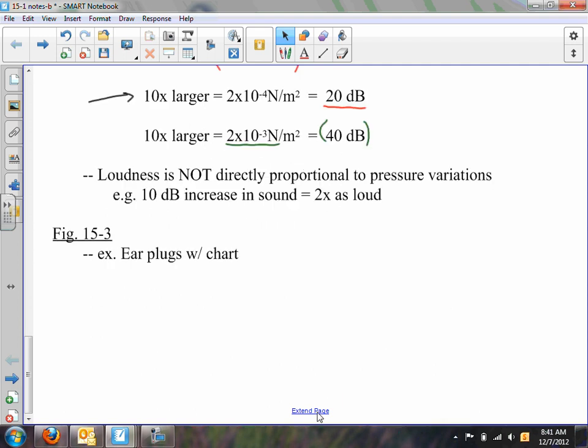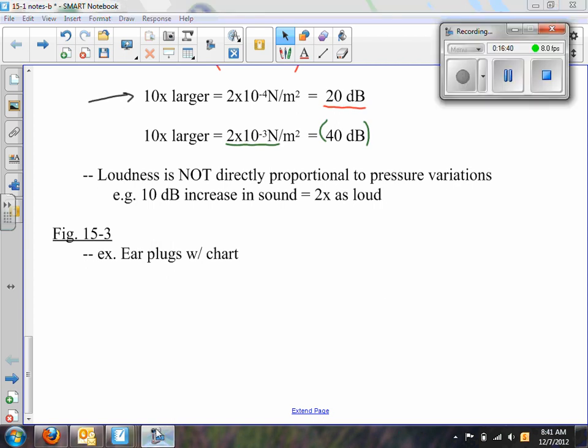If you look in your chart on figure 15.3 on page 353, they give you these different sound levels that I had mentioned. So if you wore earplugs that would block out 40 decibels and you were driving the fire truck, obviously it's going to reduce that from 100 down to a feeling like about 60. And hopefully that helps protect your ears and such. That ends section 15.1.